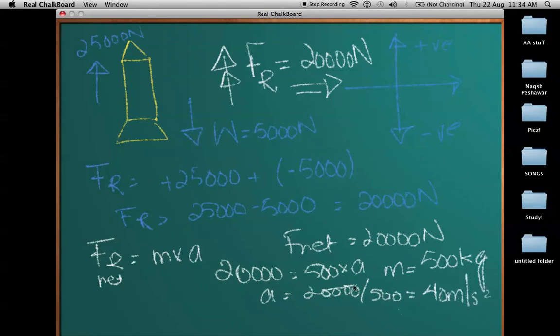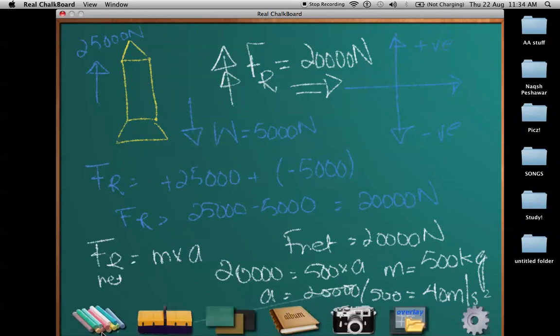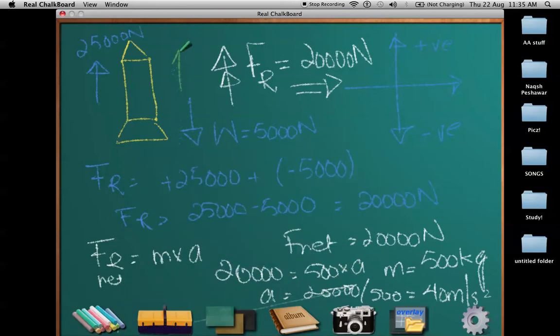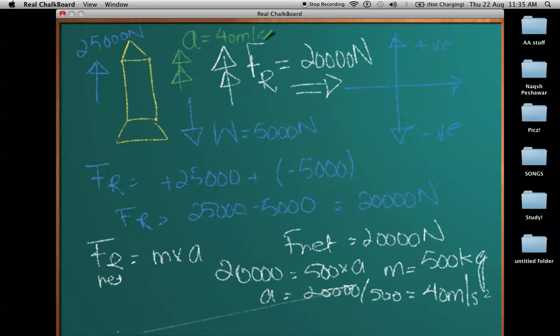So initially it was accelerating, obviously, and you should always remember that the acceleration is always in the direction of the resultant force. So whenever you are confused, just look at your resultant force, and the acceleration will always be in the direction of the resultant force. So the acceleration of 40 meters per second squared would be in this direction of the rocket. So I hope you understood these examples, and always remember that the mass is constant no matter what the environment or what the situation is. However, the weight will depend on the gravitational acceleration. So I'll meet you in the next lecture. Thanks for watching.